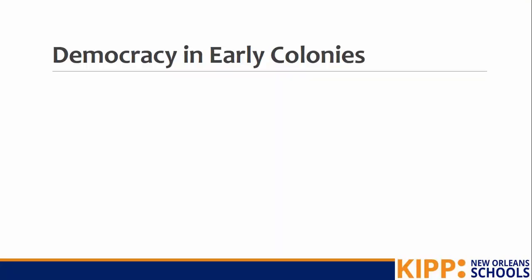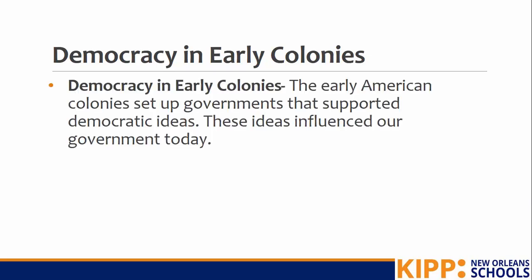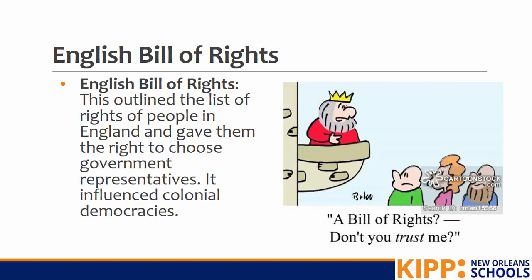So let's focus a lot on these early colonies, those 13 American colonies you guys learned about, the New England, the Middle, and the Southern colonies last week. Let's see what their governments looked like. The early American colonies set up governments that supported democratic ideas. These ideas influenced our government today. So let's see what those ideas are.